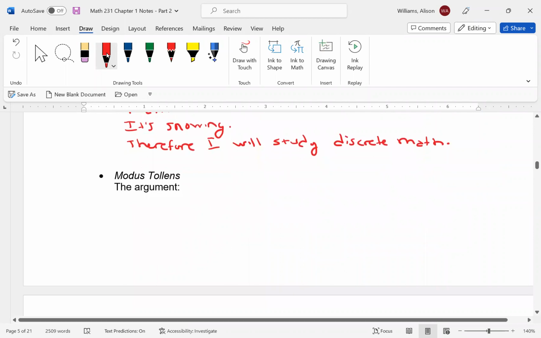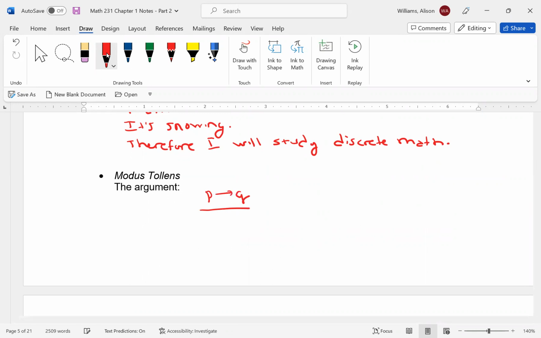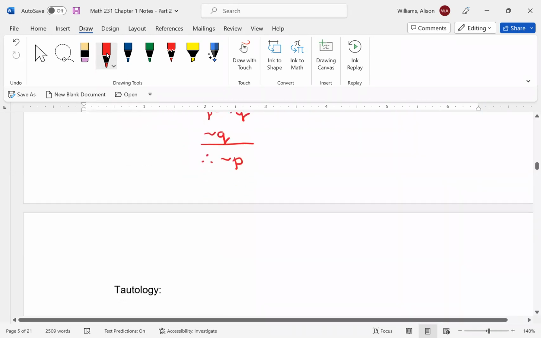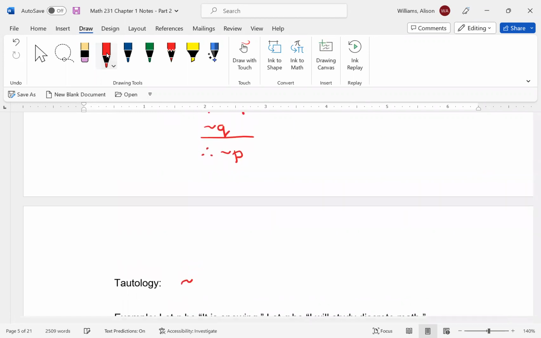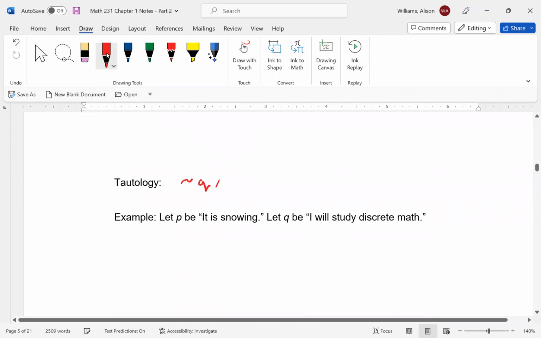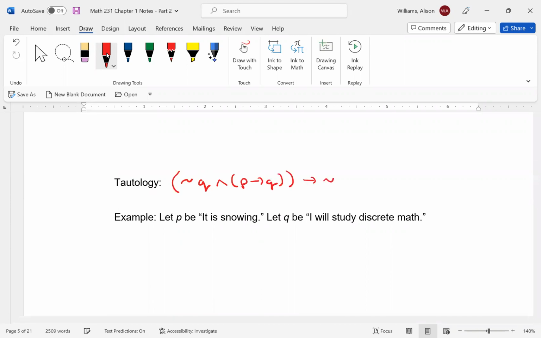Okay, so let's look at the next one, modus tollens. Modus tollens is actually similar. It starts with the same P implies Q, but this time we say not Q. So Q doesn't happen. That means that P didn't happen. That's how modus tollens works. So if we use the statement, if P happens, then Q happens, but I tell you Q didn't happen, you can conclude then that P didn't happen. In tautology form, we would be pairing not Q and P implies Q. Then that leads us to not P.